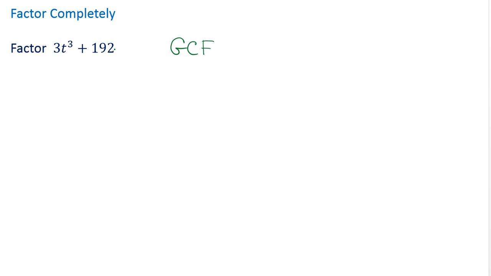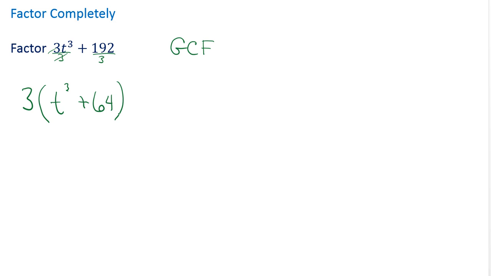And what I notice is that 3 will divide into both 3 and 192. They don't both have the variable, but they both have a 3 in common here. So I'm going to pull out that 3. In other words, I'm going to divide each of these by 3. And when I pull out that 3, these 3's cancel. I'm left with t to the third. And 192 divided by 3, you might want to visit your calculator for this, is 64. So you get plus 64.